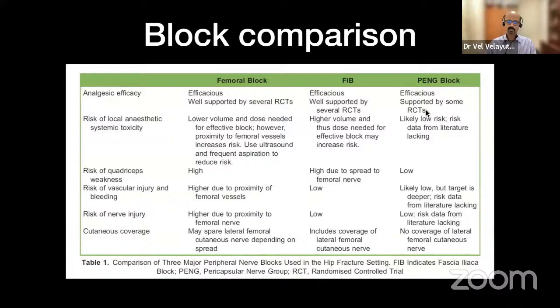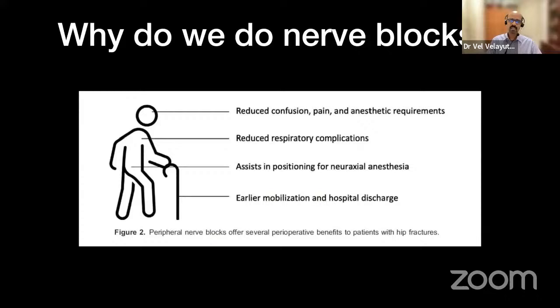So why do we need to do nerve blocks? We've said, obviously, it's a disease with high morbidity, but it is not just about pain relief. If you look at the population that has hip fractures, if you give them plenty of opioids, they're going to be confused, they're going to be delirious, they're going to basically not be able to mobilize after. Opioids obviously decrease the respiratory rate, so you're going to increase respiratory complications.